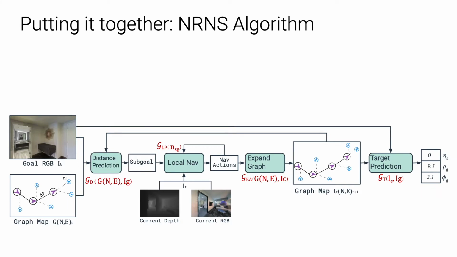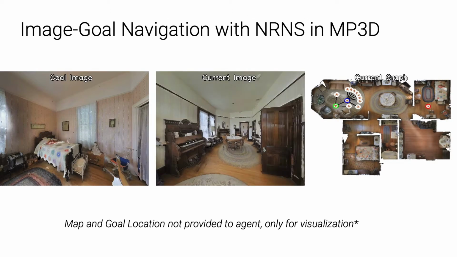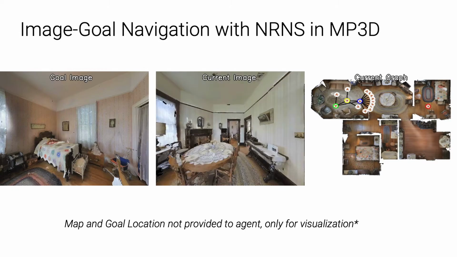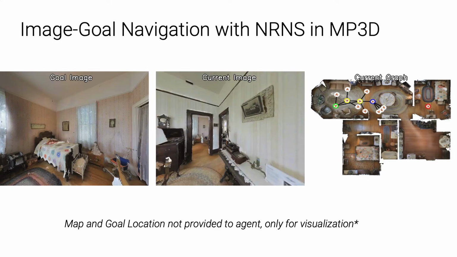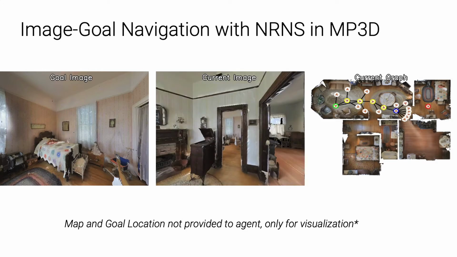Before selecting a new subgoal, the agent also predicts if it should stop exploring and predicts the exact location of the goal. If the agent predicts to stop exploring, it uses the local navigation policy to reach the predicted target location. Here we can see an example of the NRNS agent using this hierarchical method to navigate a Matterport 3D house in search of the goal image.